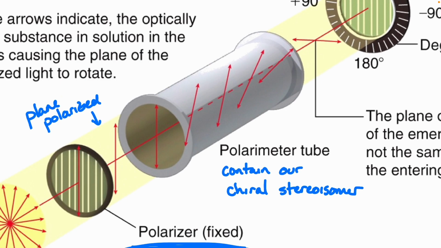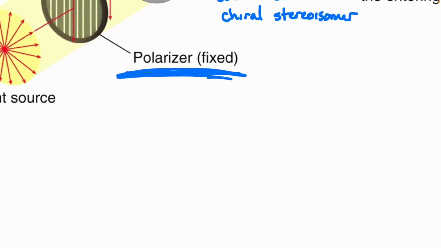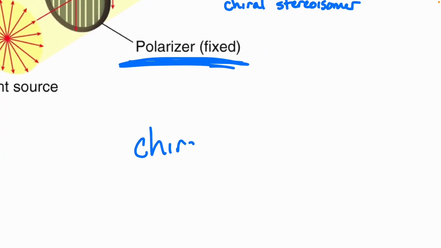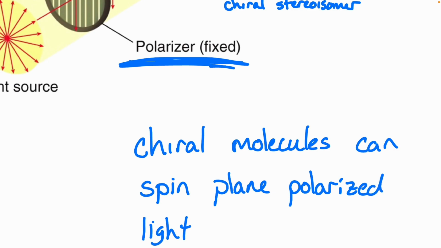If you pass it through a sample of chiral molecules, they will spin the light a little bit. All of a sudden what comes back out isn't just going up and down, it's going left to right or maybe somewhere in between, okay? So the bottom line here is that chiral molecules can rotate plane polarized light. Oh, spin's probably not the right word. Rotate.